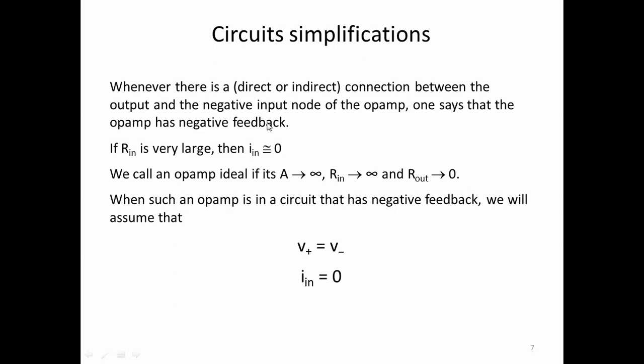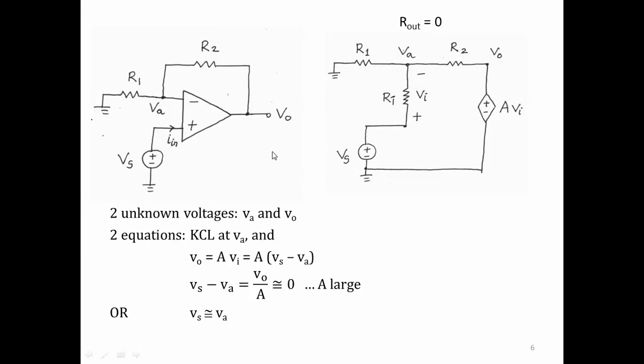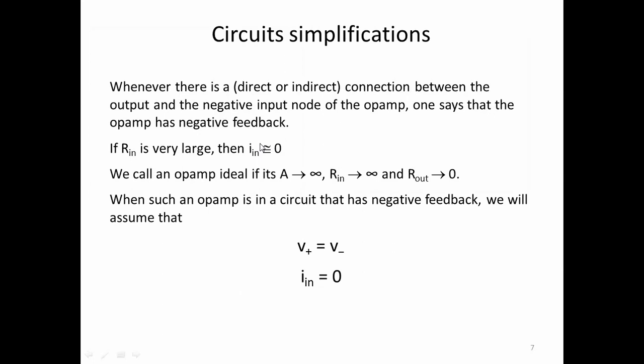That is one. Number two, if Rin is very large, then we can say that I_in is approximately 0, because if Rin is large, then the current is small. So that is here, this is I_in. If Ri is very large, that means the current in Ri will be very small. Therefore, this current is very small and basically 0. So we'll assume that I_in is 0.